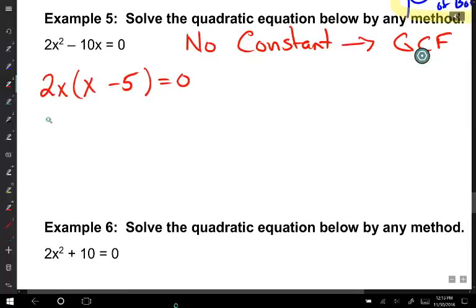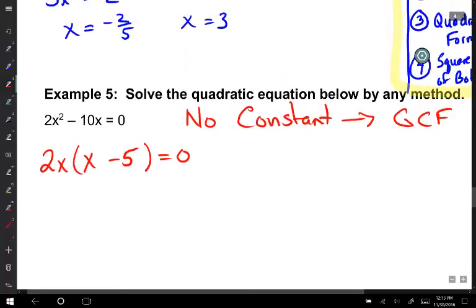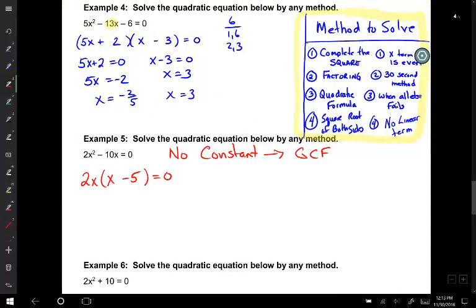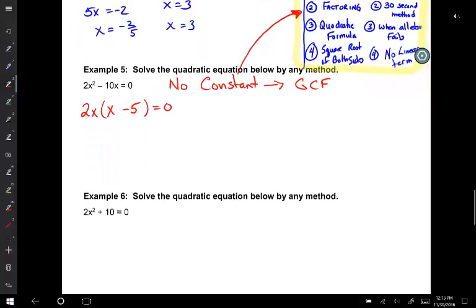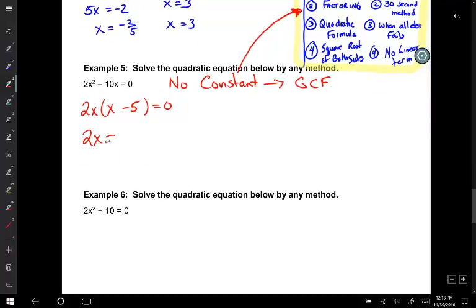I forgot, because it's kind of in the factoring. In my world, it's in the factoring part. So if you want to say, hey, this is also part of factoring, it's really in the factoring world. So I have 2x equals 0, x minus 5 equals 0. So x equals 0 or x equals 5.